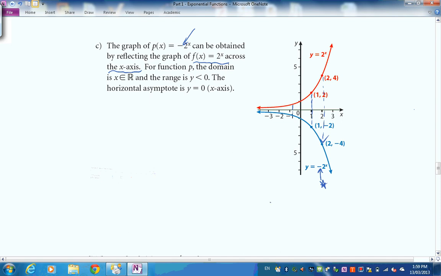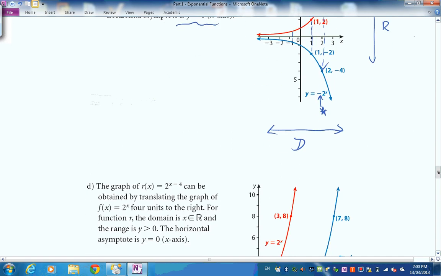So have we changed it in the domain, the set of x values? No. Domain is still x is a member of R. The range is a bit different now because we have reflected it across the x-axis. So here the range is now y is less than 0. Just watch that. It was y greater than 0. Horizontal asymptote, still the same, the x-axis, because we're only reflecting across it. All right, we've got to think hard about all that earlier work on transformation geometry. Let's move to the next one.